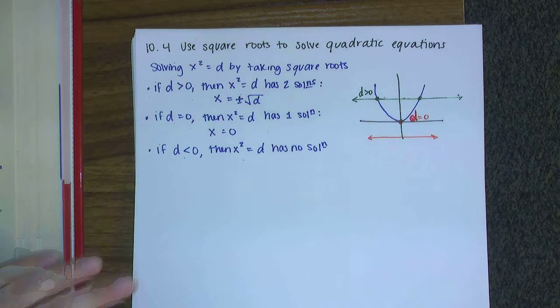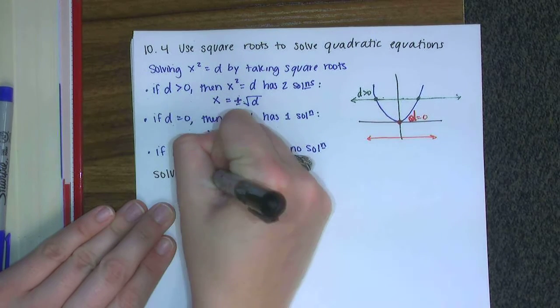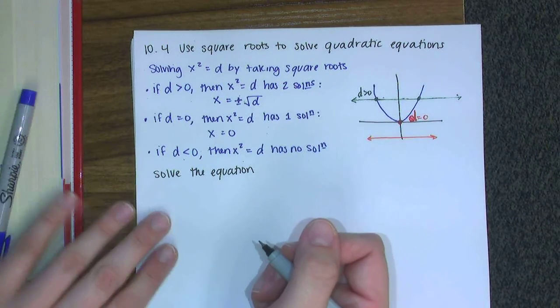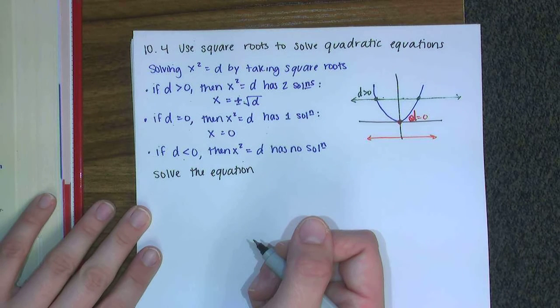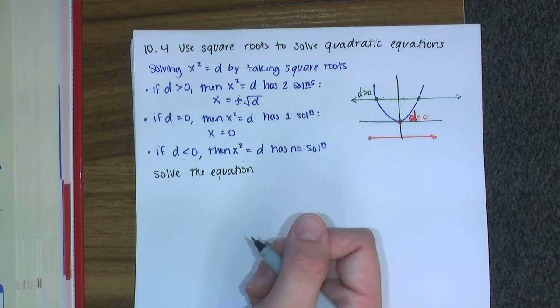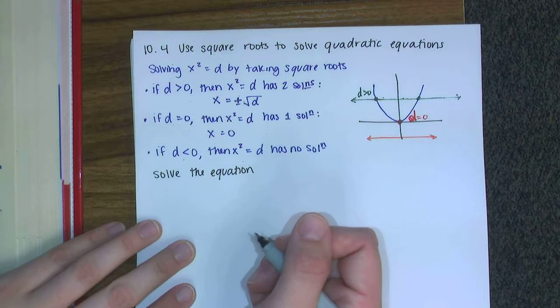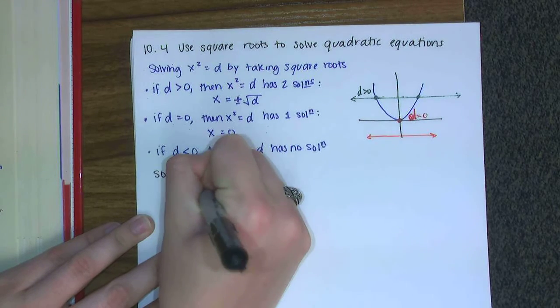Alright, so let's just start with something relatively easy here. Before we actually do one of those ones, let's just show what happens when I have something like x squared is equal to 16. So this is just an example here. Okay, so I need x by itself.